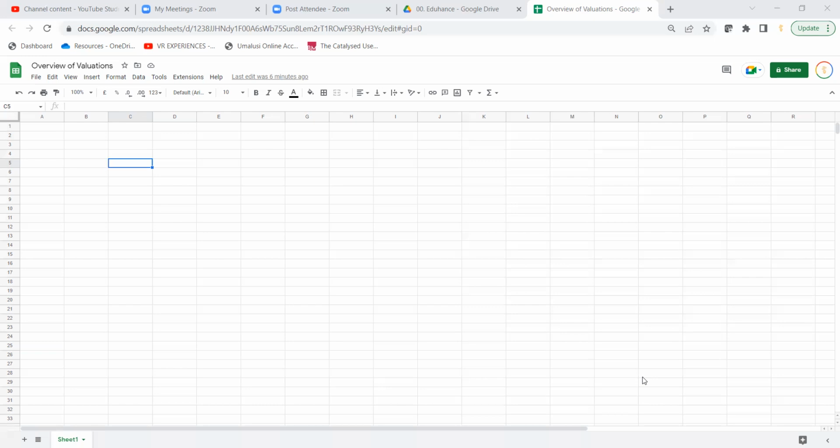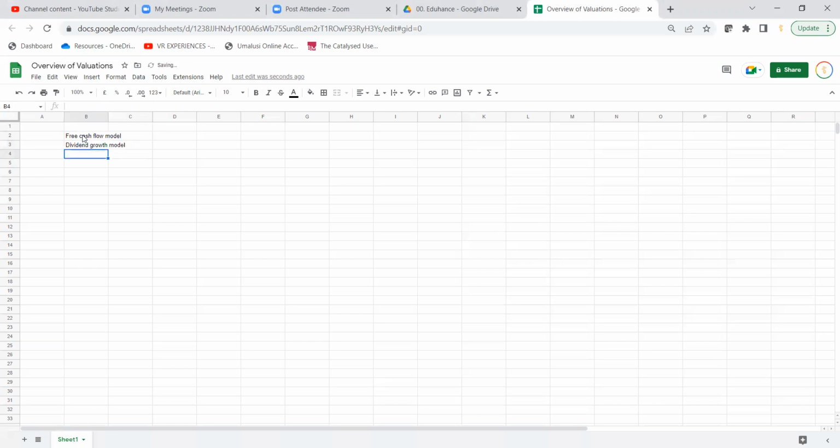Now we come to the types of valuations that we need to know. There are various valuation methods, models, whatever you want to call it, right? So we basically need to know the following, in no particular order: the free cash flow method, and the dividend growth, or the Gordon growth model.